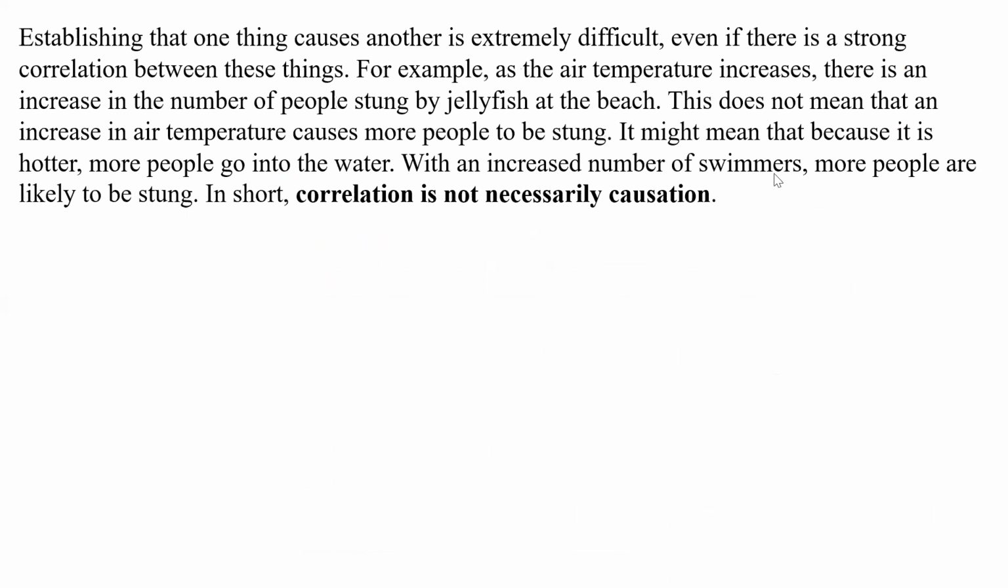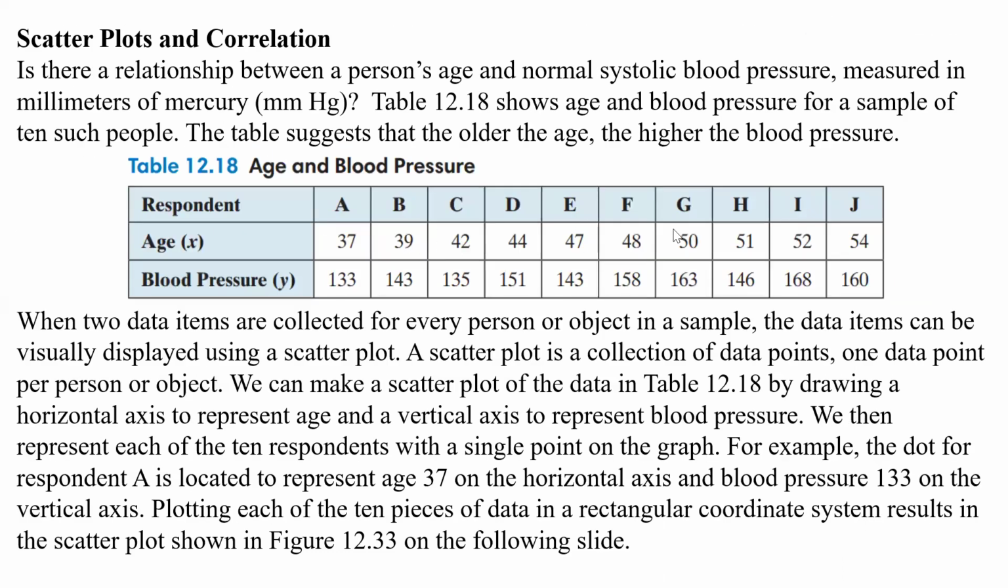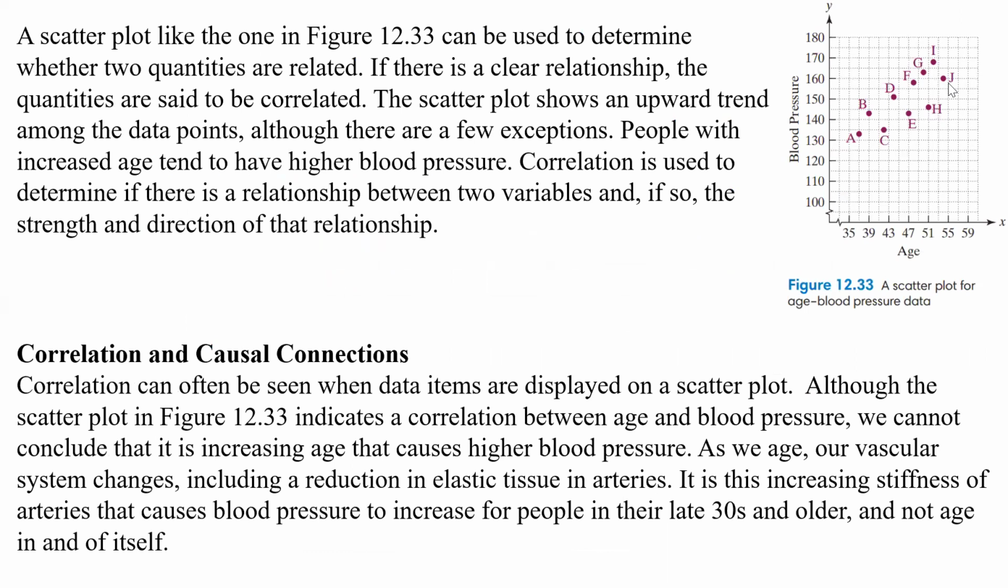And then we keep going across and we plot all the rest of them, A through J. Once we get all those 10 points done, we get a graph that looks like that. Now, does it look like there's a relationship here? Well, it looks like as we get older, the blood pressure does go up. So correlation looks like it does have a relationship: as the age goes up, the blood pressure does go up.